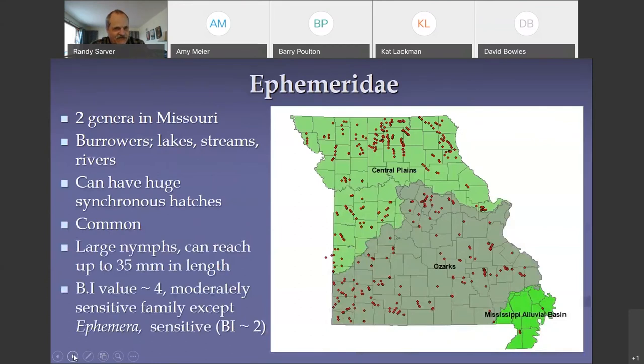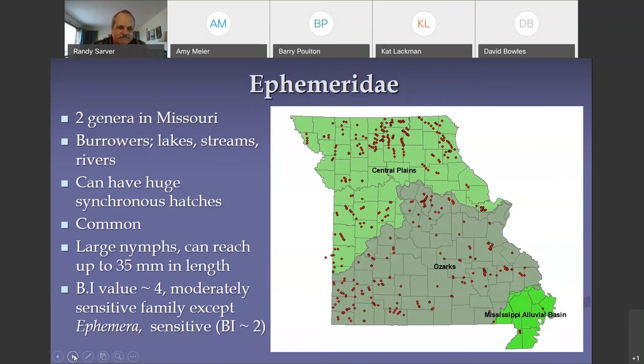Okay, so Ephemeridae, the family, 2 genera in Missouri, burrowers in lots of places: lakes, streams, rivers, ponds, practically anywhere, as long as the water quality is pretty fair. They can have these huge synchronous hatches, synchronous, of course, being all pretty much all at once. It's not necessarily all on the same day, but within a week period maybe, where you're getting a lot of individuals emerging each day.